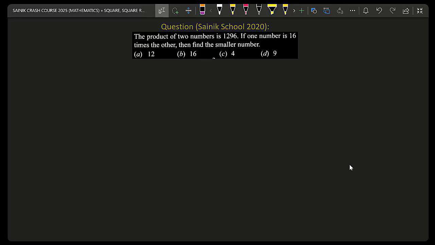The product of two numbers is 1296. If one number is 16 times the other, find the smaller number. Okay. How to solve this? Sir, you should first write x into 16x. Okay, let us call the smaller number x. Then the greater number will become 16x. Why? Because they said one number is 16 times the other number. What is 16 times x? 16x. Right?